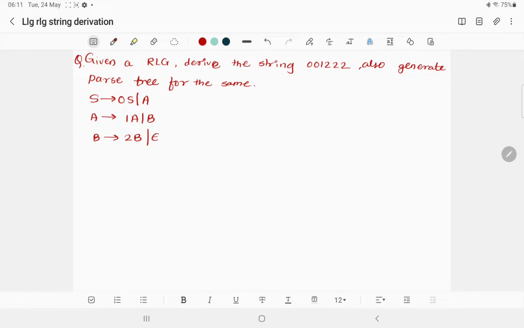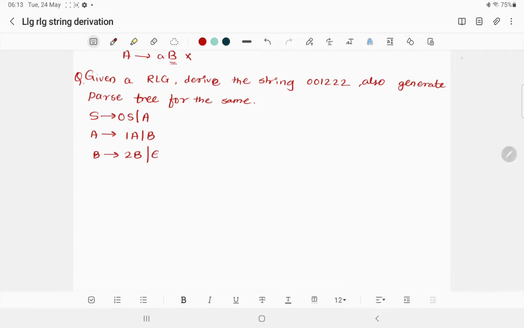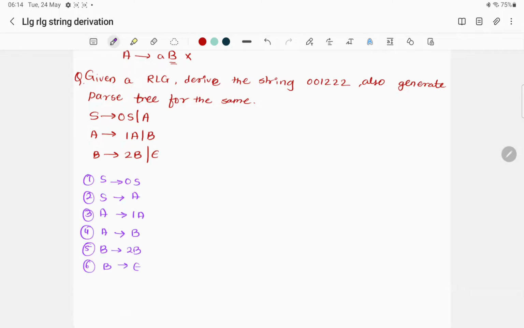Now the question is: given a right linear grammar, derive the string 001222, and also generate the parse tree for the same. The grammar is given as follows. The first step is to write all the rules separately. This way I have written all the rules separately in this form. I have numbered them from 1 to 6. The numbering of the rules is very important when you want to derive the string.